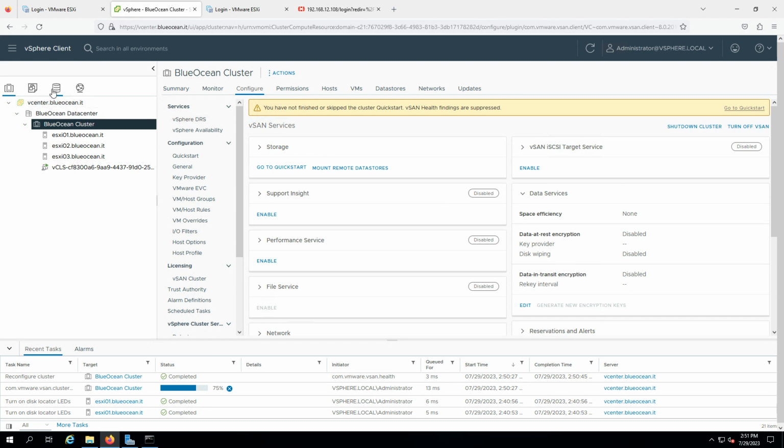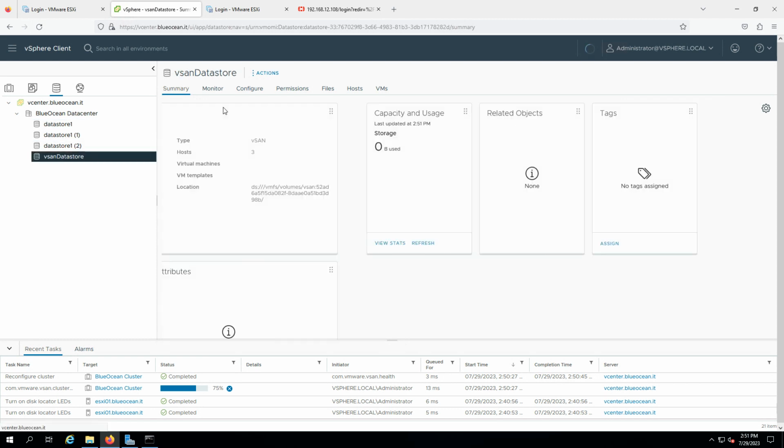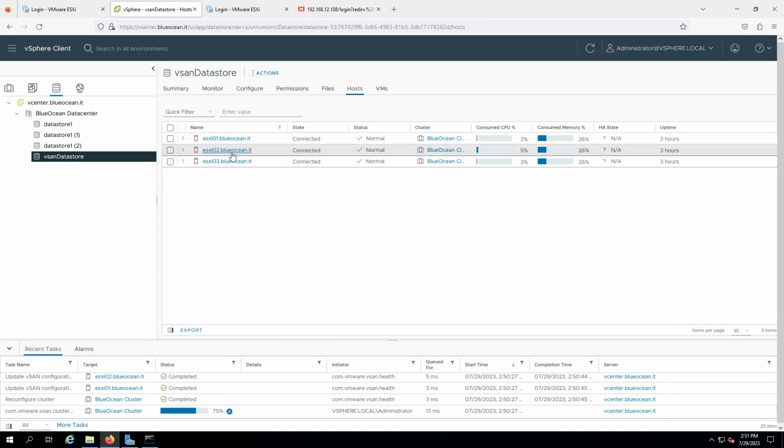If I go to the datastore, I have a vSAN datastore. What is the size of it? Okay, I have a vSAN that is 3 terabytes of data, and it is using all the three hosts participating in the vSAN. So it is a shared datastore.